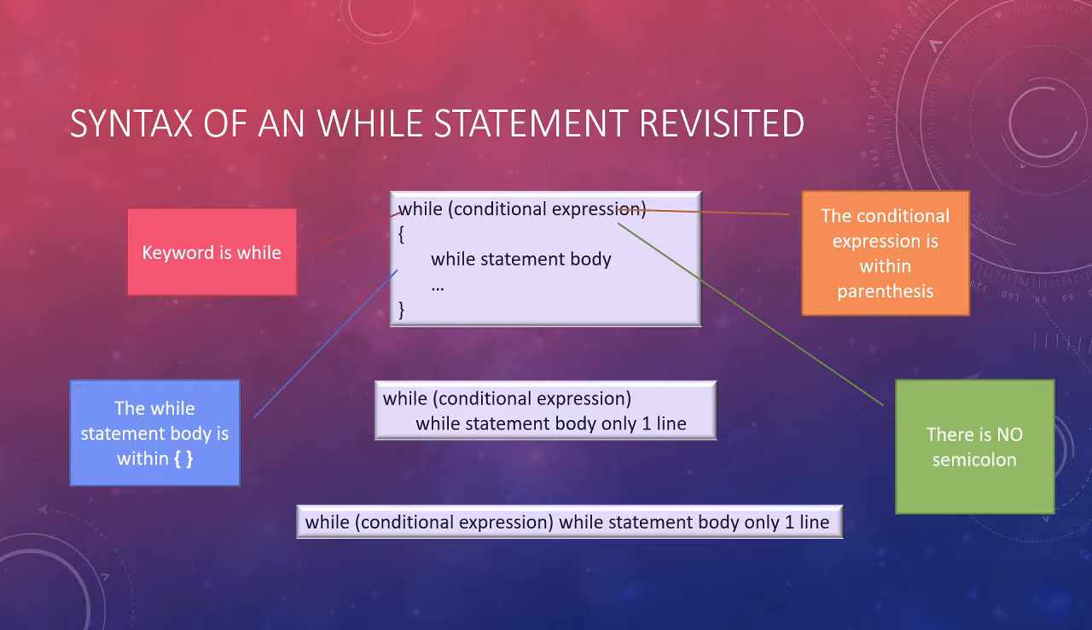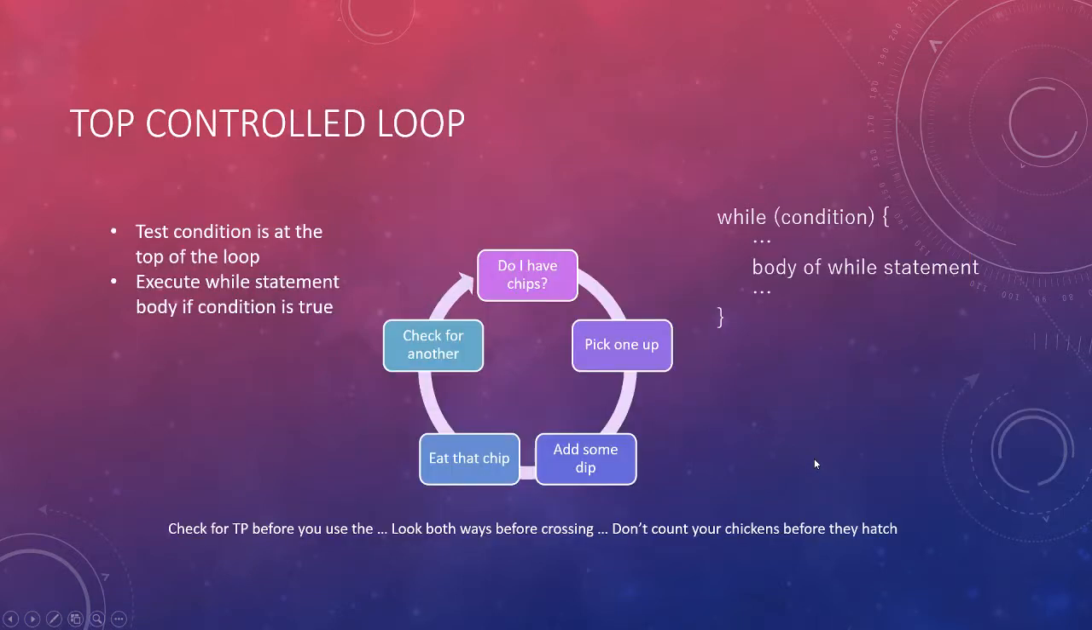Now, the while statement summarized here. Our keyword is while. The conditional expression is enclosed within parentheses. Our loop statement body is enclosed by curly braces, and there is no semicolon. Now, we can have just a one statement while loop without curly braces, and we can put everything all on one line if we just have that one statement body.